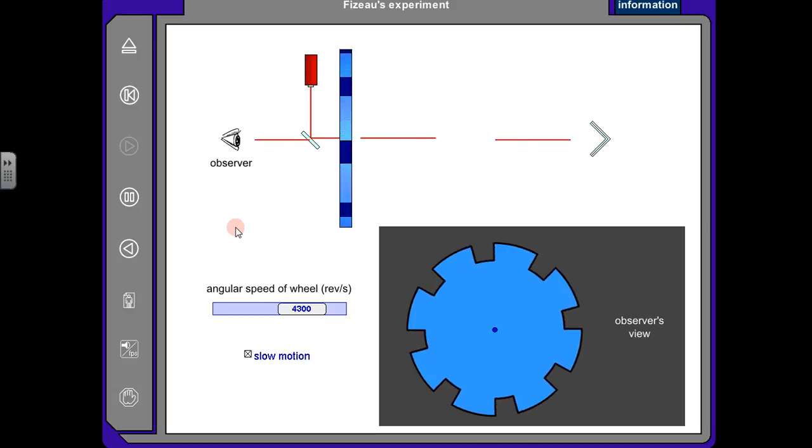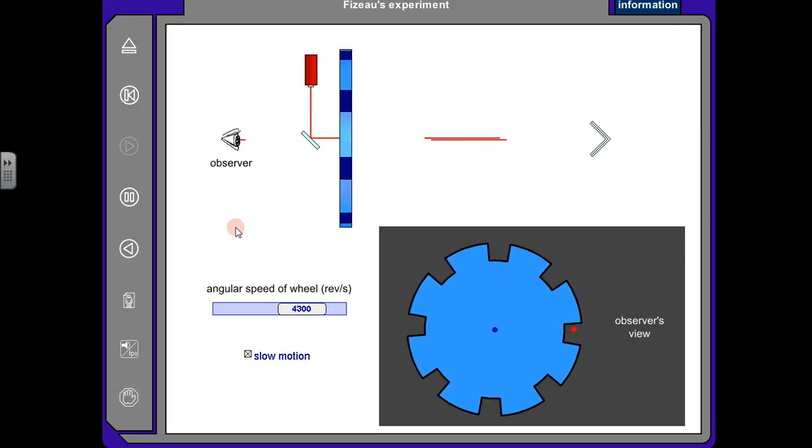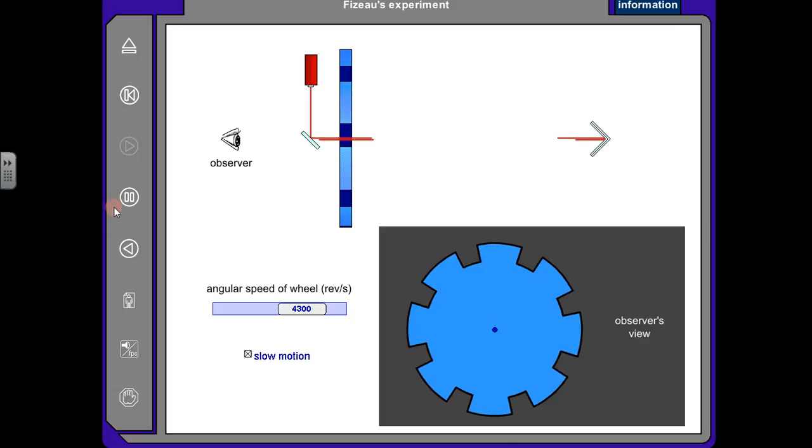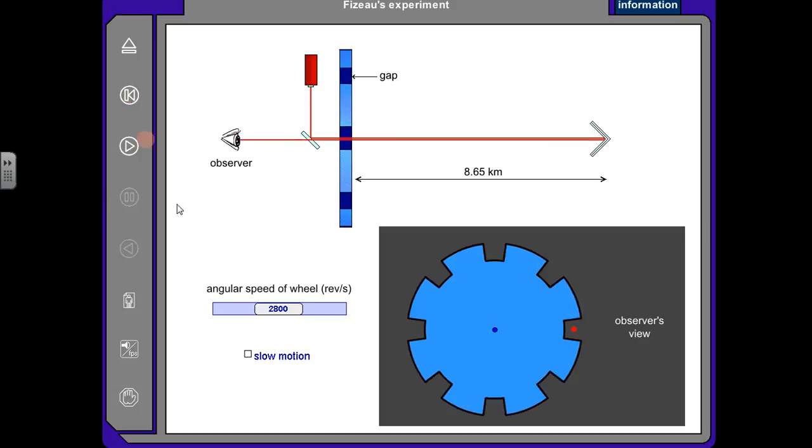Notice that the ray is skipping one of the notches in the apparatus. I don't know if you noticed that or not, but that'll be something you have to take into consideration. Again, the ray is being cut short, so 4300 is not fast enough. So 4350. 4350, slow motion.